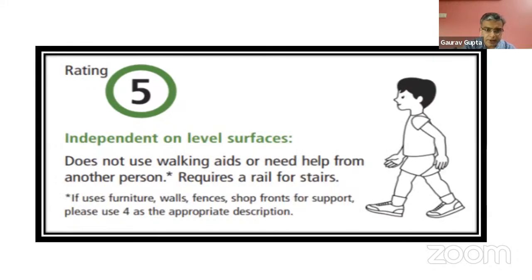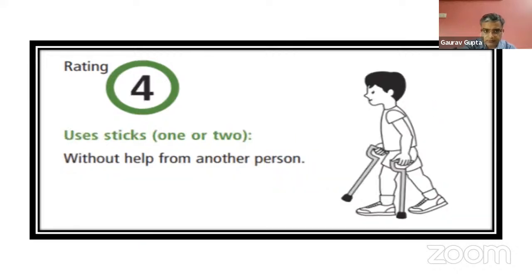Then rating 5, here the child does not use any walking aid or need any kind of personal assistance, but he requires a rail for stairs. So it is also equivalent to GMFCS 4. Then rating 4 is given when the child is using sticks for walking. So now we are further defining what walking aid the child is using. So GMFCS 3, where the child is using sticks.